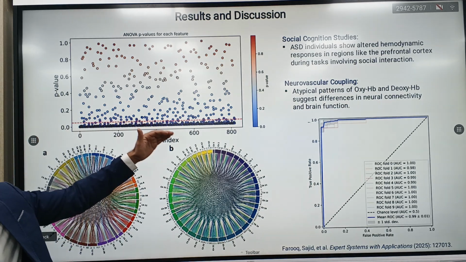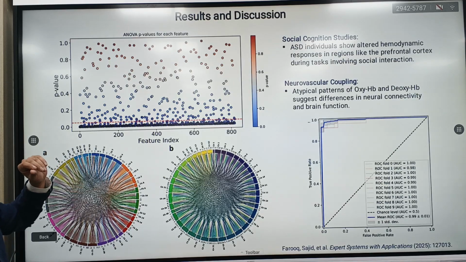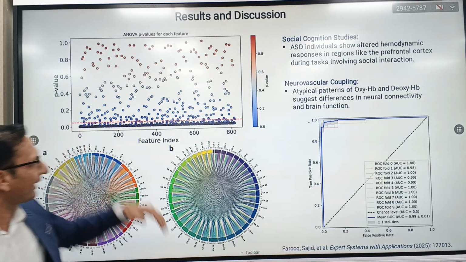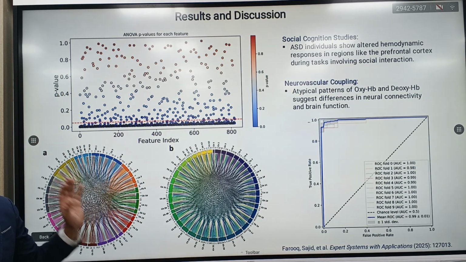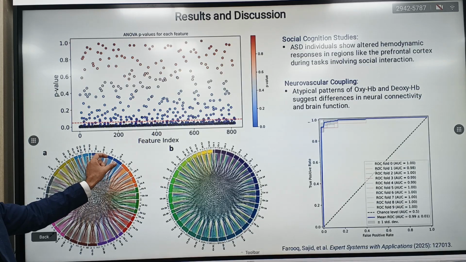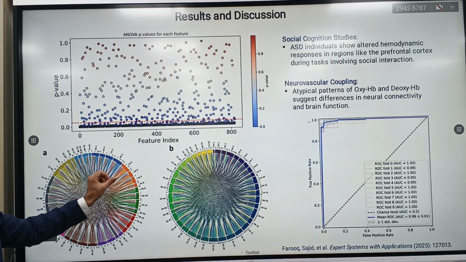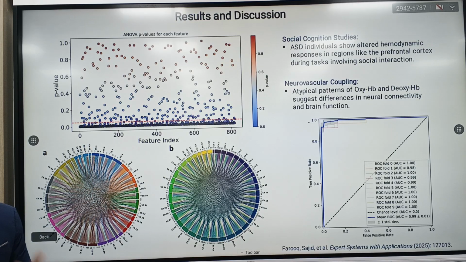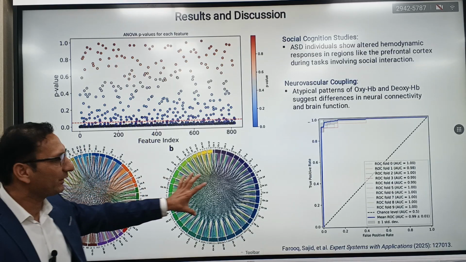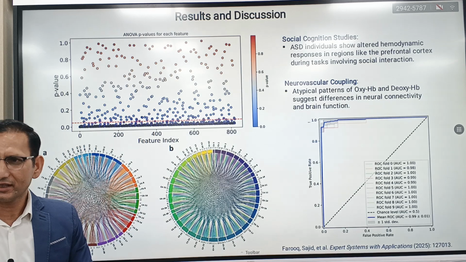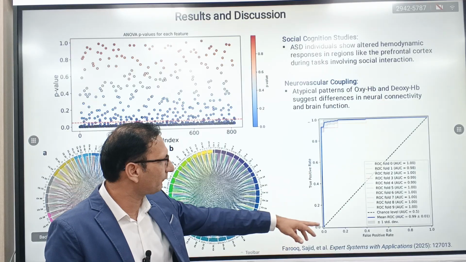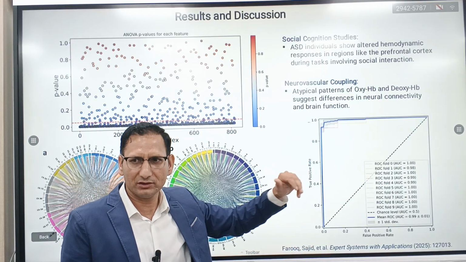I use the p-value here, ANOVA, and with ANOVA I get only the significant features. The others I consider outliers, and I don't need them. Then I use clustering, and you see that the width of each channel is different from the others. If the width is big, what does it mean? It means that channel responds better than a channel with a small width. With this comparison, we can detect whether this child has ASD or not. We also found the true positive rate and false positive rate are very high, about 0.9.